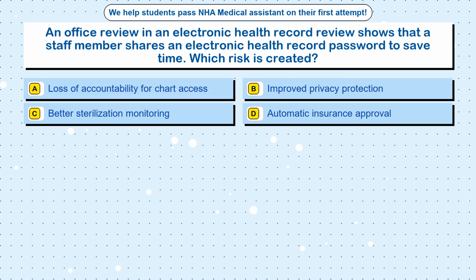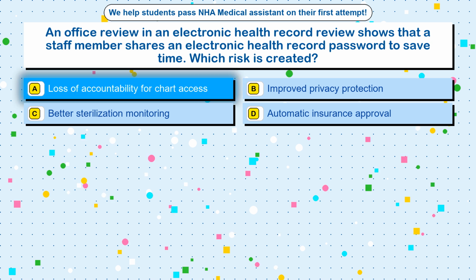Question 76. An office review in an electronic health record review shows that a staff member shares an electronic health record password to save time. Which risk is created? Option A, loss of accountability for chart access. Option B, improved privacy protection. Option C, better sterilization monitoring. Option D, automatic insurance approval.